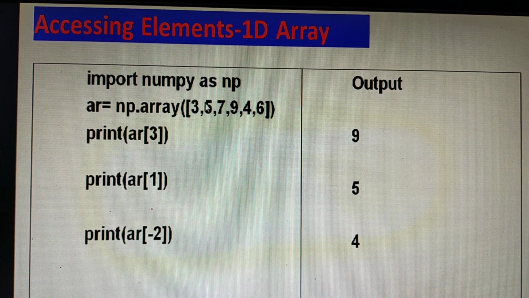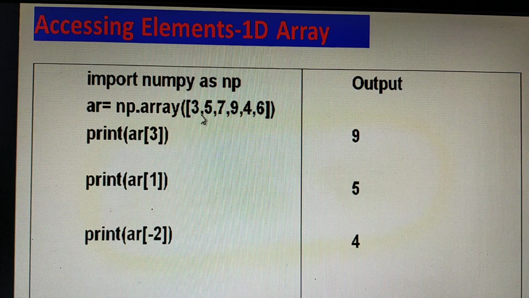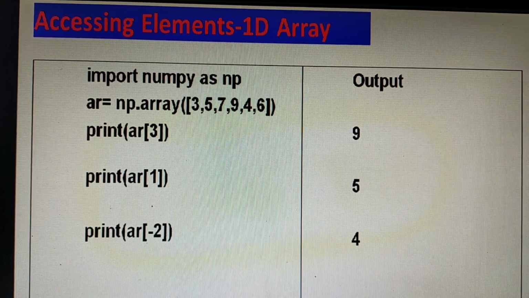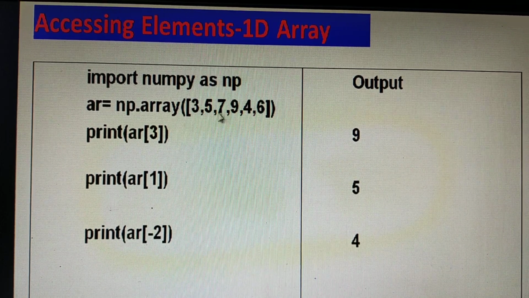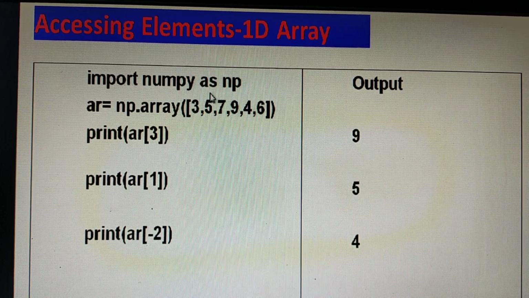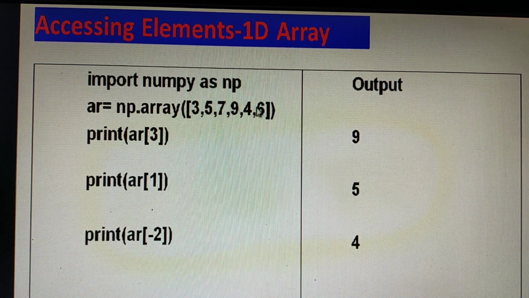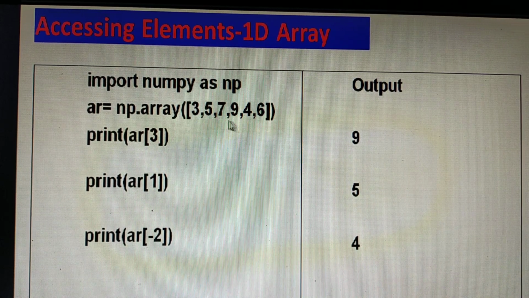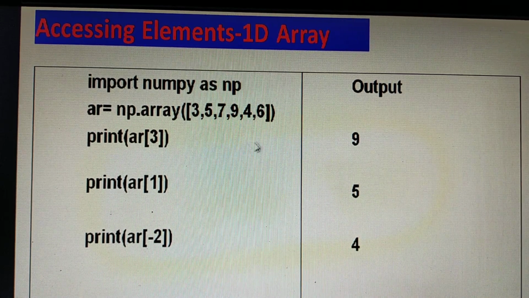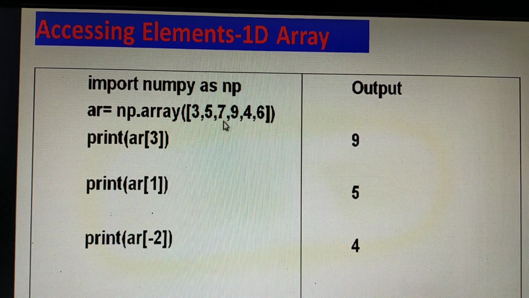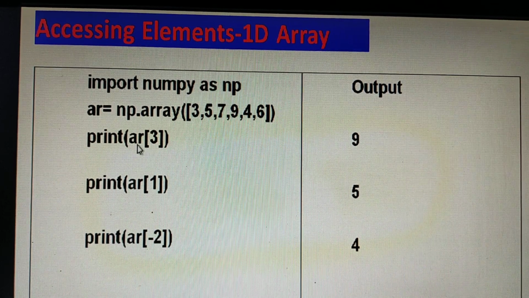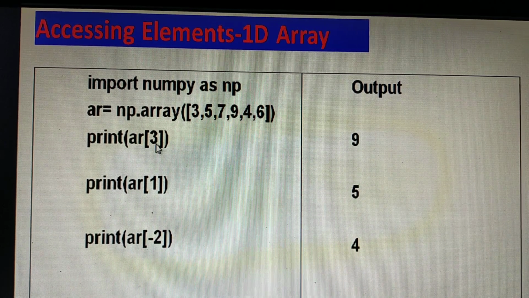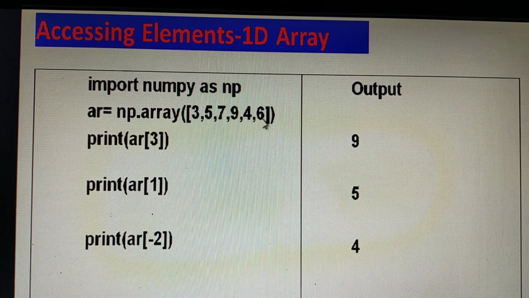This topic was already discussed in the previous video, how any element can be accessed from the 1D array. The array is indexed forward and backward. Forward: 0, 1, 2, 3, 4, and backward: -1, -2, -3. So if any element needs to be extracted, that index must be written with the print command and the array name. So print AR, that is the array name, and 3 is the index.